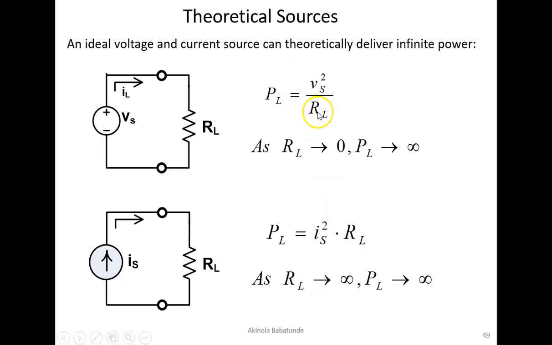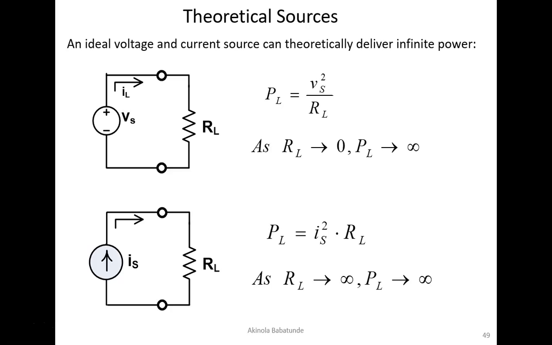As RL becomes bigger, whatever you multiply by it also becomes bigger. So PL keeps growing and tends to infinity as RL tends to infinity. This is what happens when we have theoretical sources.